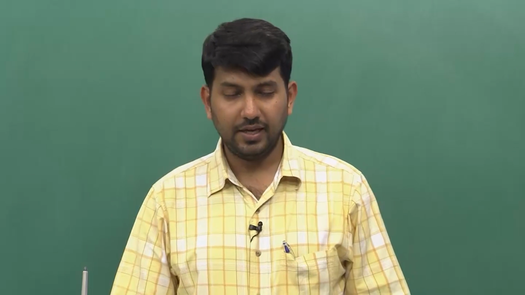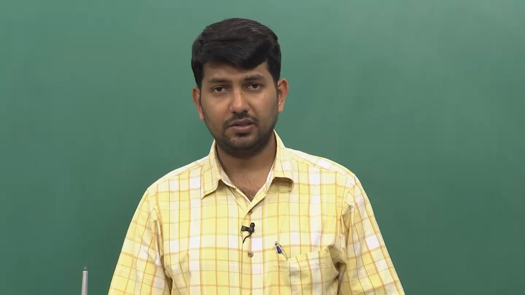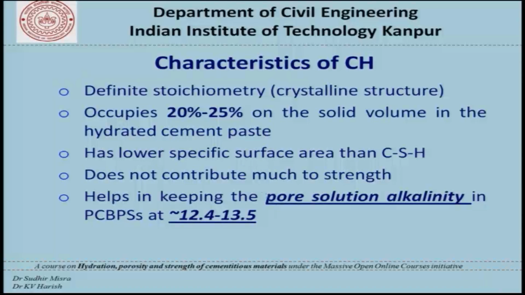But we have other advantages of calcium hydroxide in the sense that it helps in keeping the pore solution alkalinity approximately in the range of 12.4 to 13.5. This is extremely important from a standpoint of corrosion. What is pore solution and other things we will discuss a little later.